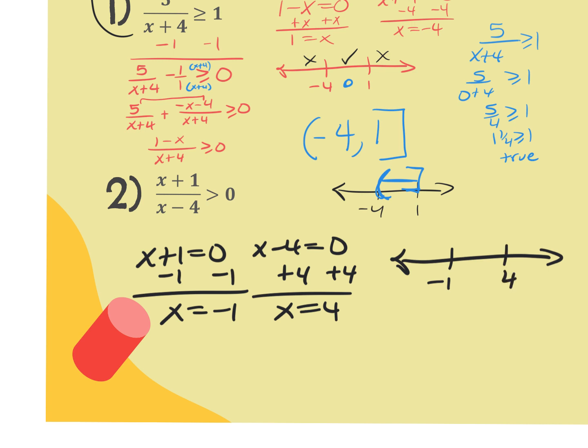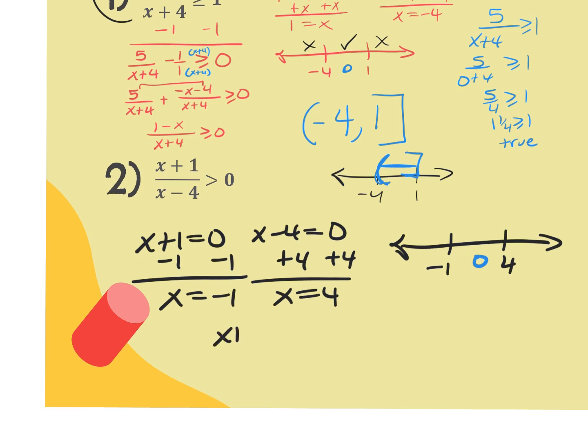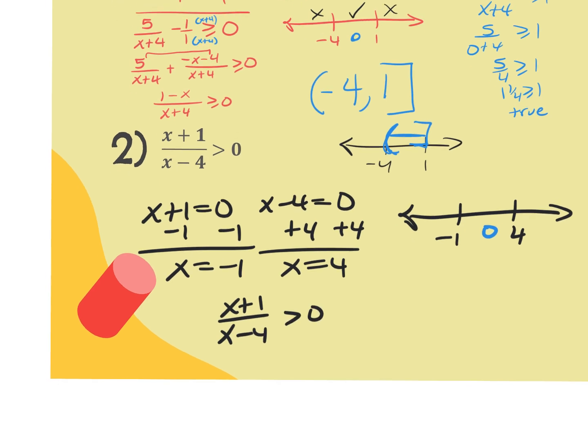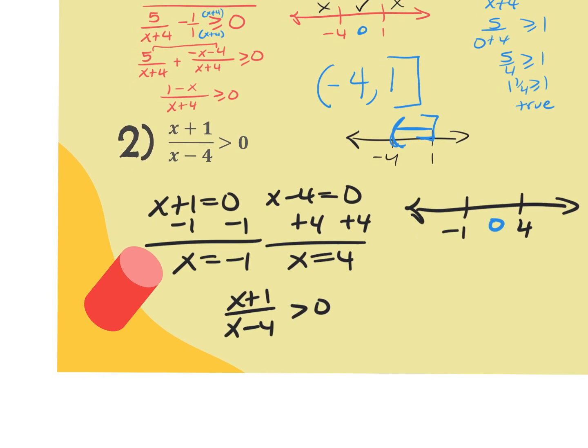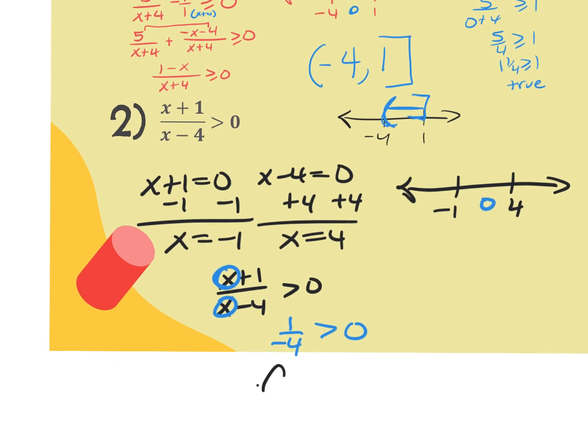-1, +4. I'm going to plug in 0 to the original problem. So my original problem was x plus 1 over x minus 4 greater than 0. So I'm going to take out these x's, put zeros here, and then I get 1 over -4 greater than 0. This is a false statement. So in that middle section, it's an x, and then on either side gets the check marks.